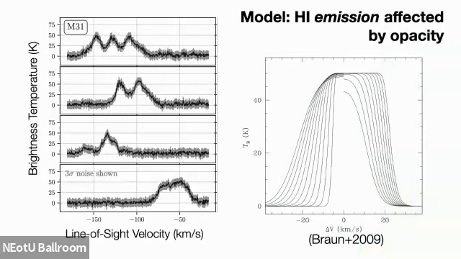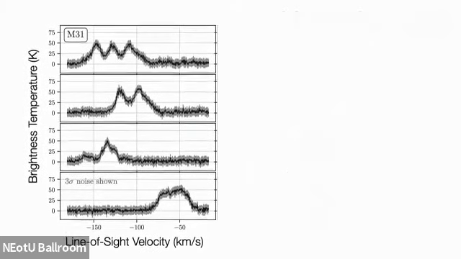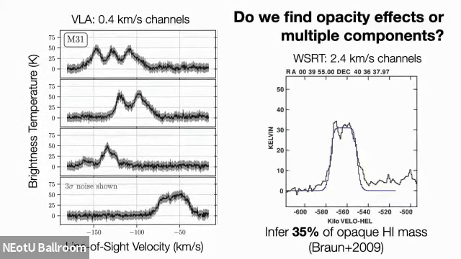So one thing that we do potentially expect, though, is that the shape of the emission can be affected by the opacity if the gas is cold. So this is showing a number of lines of model spectra where the emission becomes opaque and becomes this top hat-like feature. And this was focused on in this wonderful Westerbork data set of M31, where they started to see these flat top profiles.